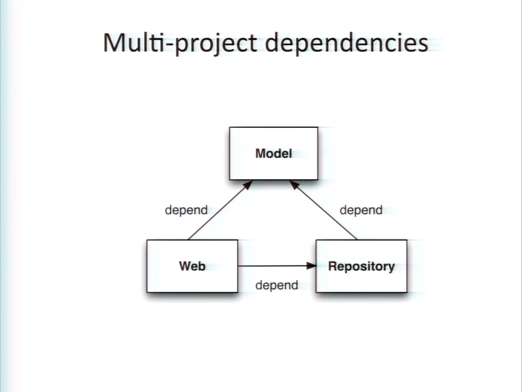OK, now if we look at this from a high level, we could say we have three architectural parts here. We have a web layer, we have a model layer, and then we have a repository where we're going to store our to-do list. And there are some dependencies between these components. So obviously, both web and repository share the model, and the web layer accesses the repository to fetch and store the information.